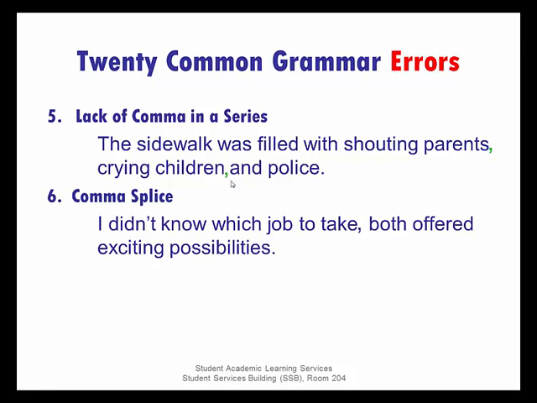But in this case, rather than using one of the fanboys, there's another way to tie two sentences together. It's called a semicolon. So instead, we replace the comma with a semicolon. The semicolon is used when the writer wants to show that the two sentences presented are very closely connected.